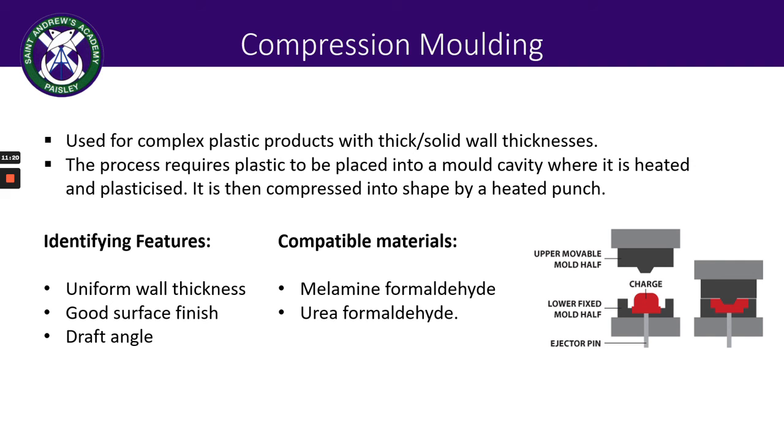This is used to create the tops of Coke bottles and also things like electrical sockets where you plug your plug in the wall. So identifying features include uniform wall thickness, a really good surface finish, and angled or sloping sides. So rather than a straight right angle, there might be a slight degree of slope on it, and this is so the product can be easily removed from the mould.